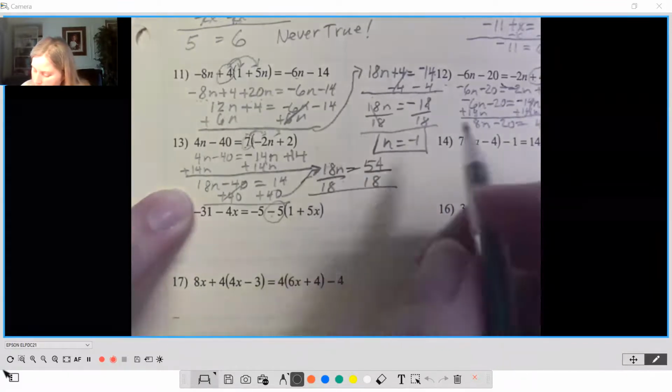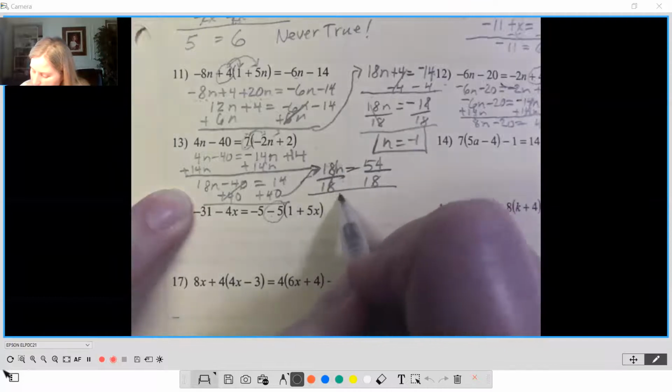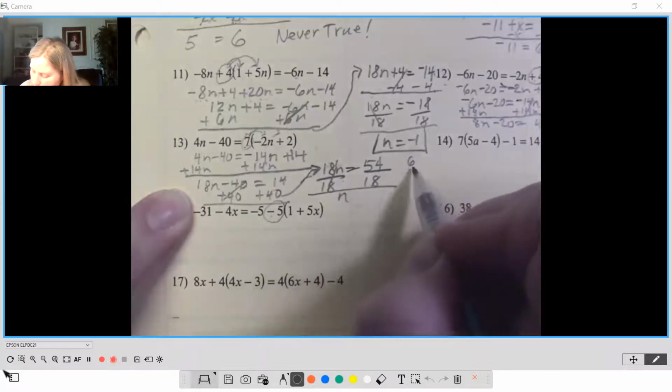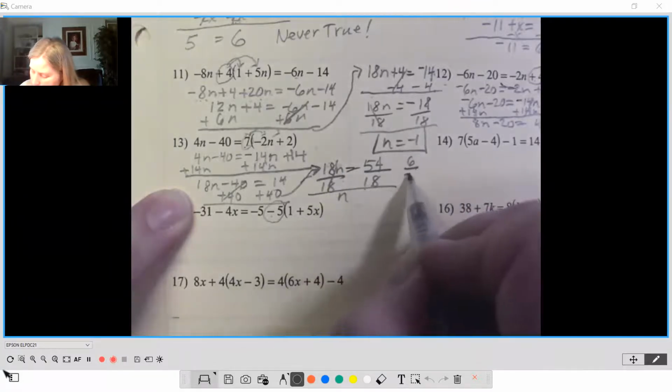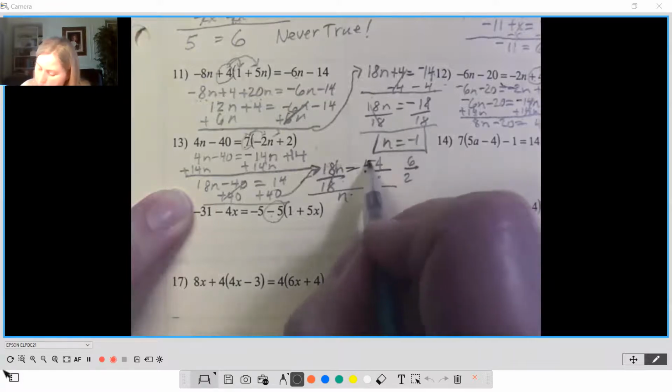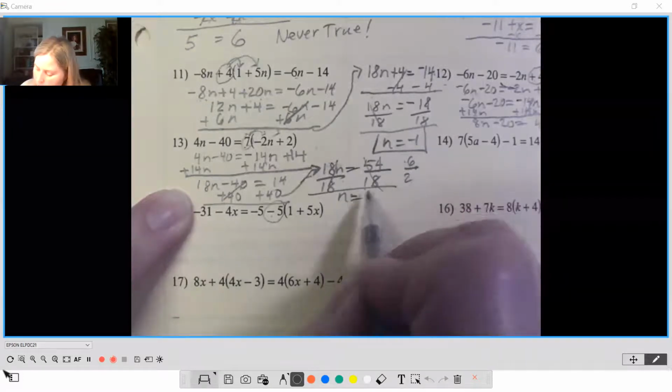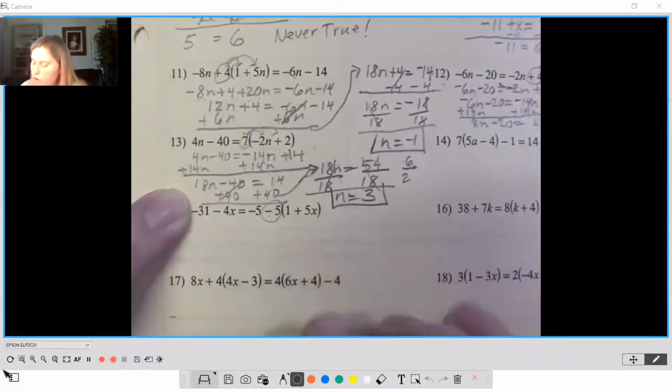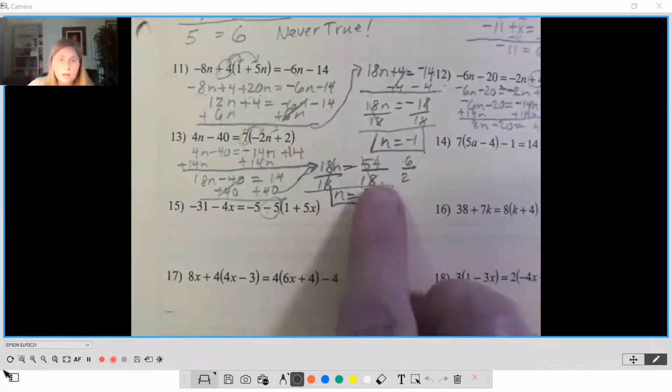And let's see, these are both divisible by 9, 6 and 2. So you can cross cancel. 6 divided by 2 is 3. Okay, so you shouldn't have to break out your calculator for that.